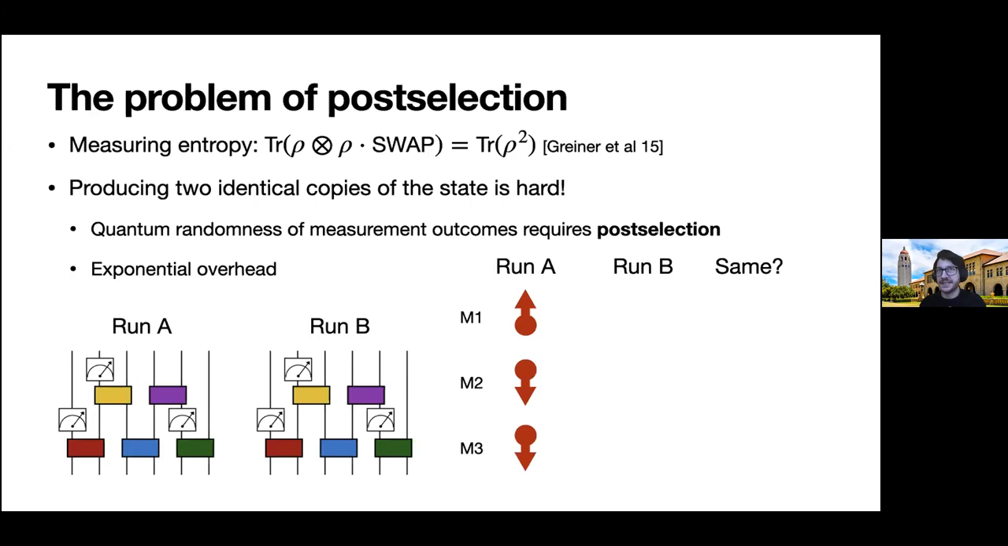However, there are tricks you can play. So for this purity, you can measure an observable, which is a swap, on a state which is the tensor product of two identical copies of the same state.